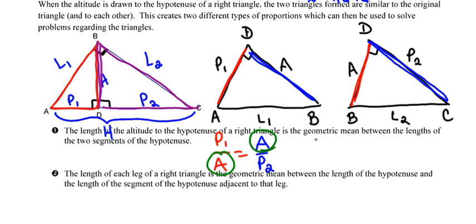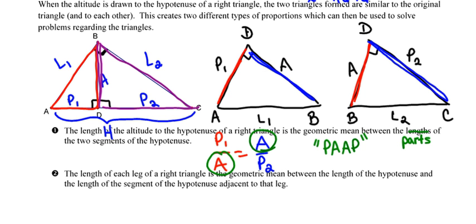Now, I'm going to give you a little mnemonic to remember this. I'm going to call this one PAAP. So PAAP, again, just says that the altitude drawn to the hypotenuse in a right triangle is always the geometric mean between the two parts of that hypotenuse. And I would probably change that word lengths to make that parts. So that's the first proportion that you need to be aware of.